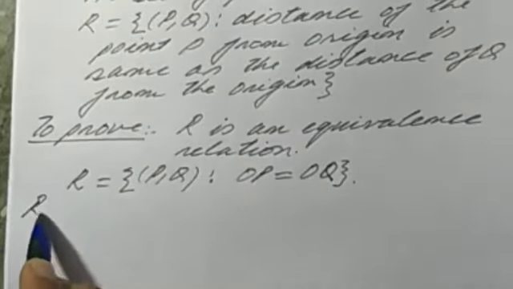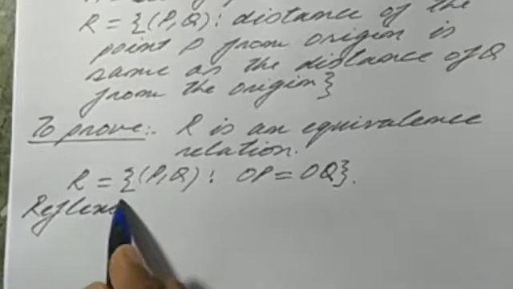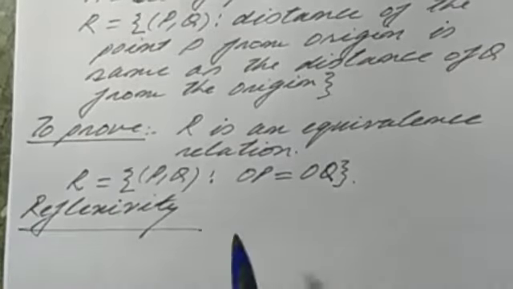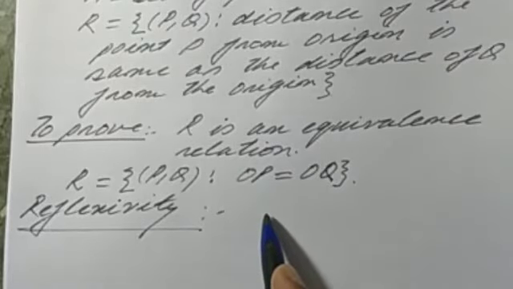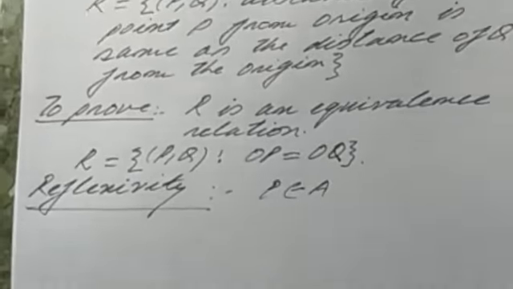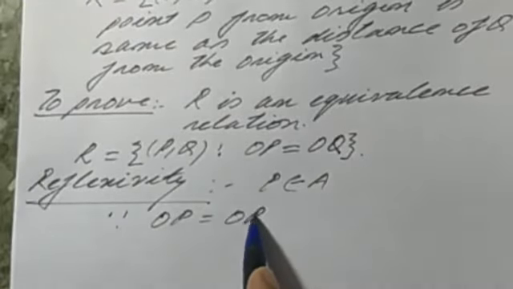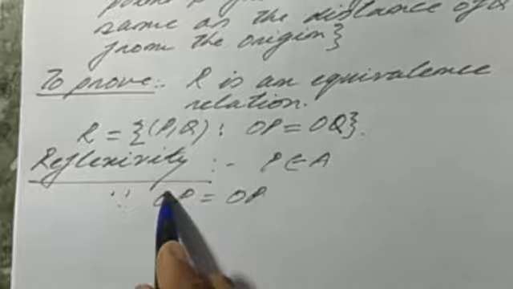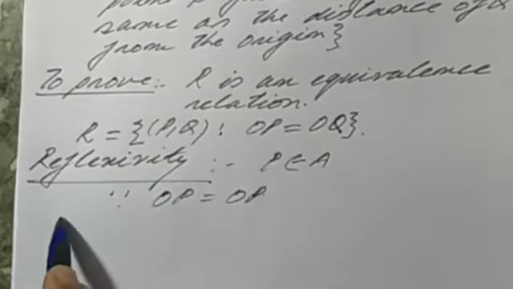So now, reflexivity. Let us take an arbitrary point from set A, say P belongs to A, since OP is equal to OP. This is quite easy to understand. OP is equal to OP. It implies that (P, P) belongs to R. So in this way, every point contained by the set A is related to itself, so R is reflexive.